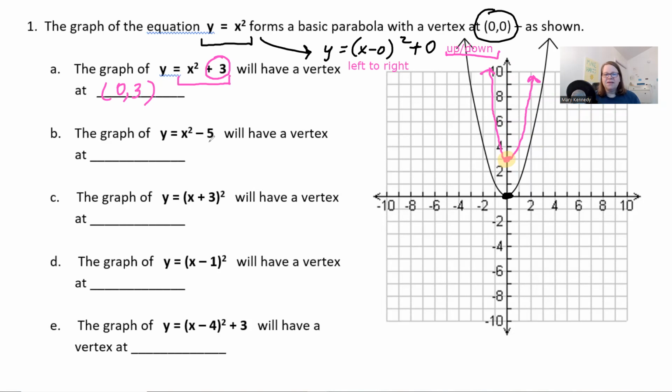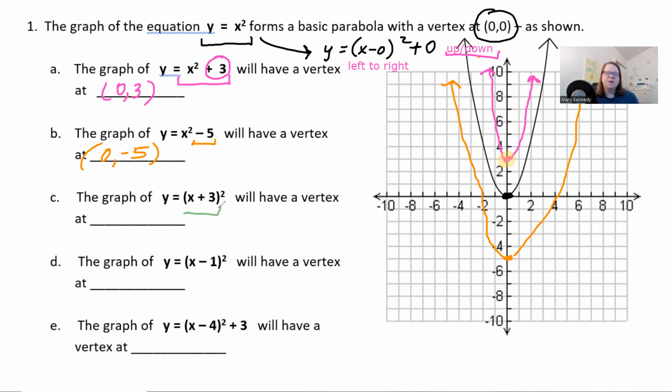Okay. So let's look at the next one. If it says x squared minus 5, then that means that instead of being at the origin, we've gone down 5. So we're down 5, and this is our new parabola. We'll pretend that's a really nice U shape. Nothing changes except it slides down. And so this is at (0, -5). That's in parentheses because that is a coordinate point.